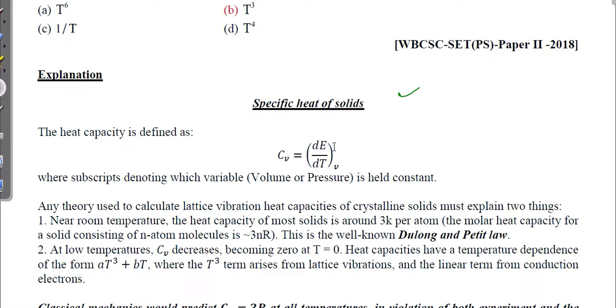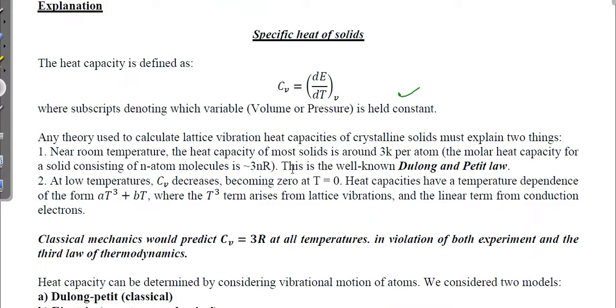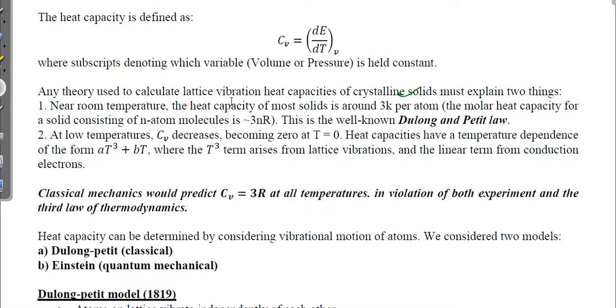So specific heat is given as dE by dT, and this can be at constant pressure and also constant volume. Any theory must satisfy two conditions: that at room temperature most solids have around 3k per atom, or if the number of atoms is added then its value will be 3Nk, or 3NR. K is the Boltzmann constant, according to the Dulong-Petit law. So this scientist gave this theory. And at low temperature Cv must decrease and become 0 at T equal to 0. At absolute zero temperature Cv must become 0.